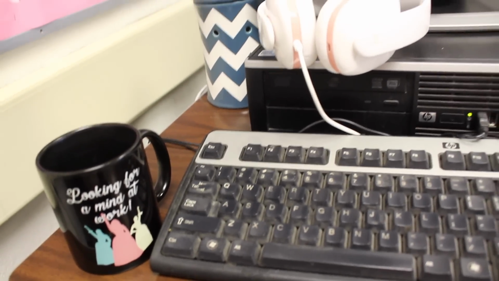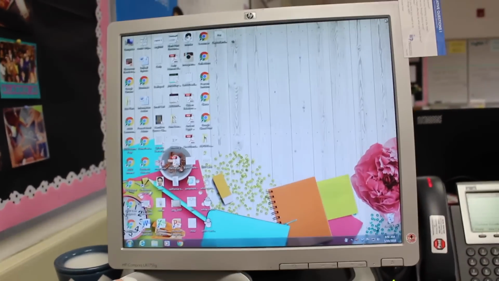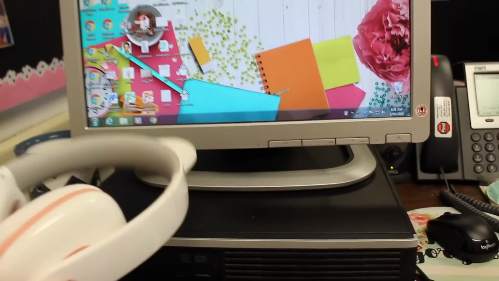Let's sit down at my desk for a second. I need a break. Got a Hamilton mug, of course. Ugh, you know what I hate is my keyboard. I need to just buy a new one myself and replace this one. This is my computer.